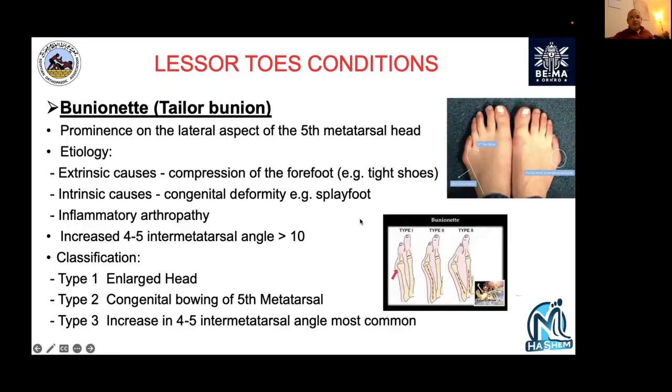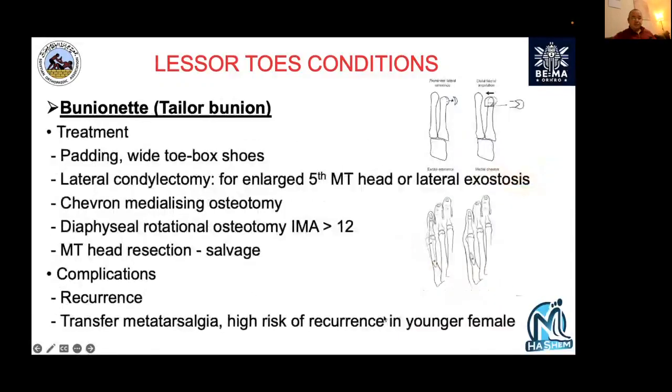As I explained to you, this can happen from external causes like compression of the forefoot by tight shoes, or in the old days for the tailors when they sat cross-legged. Or it can happen from intrinsic causes, like the patient already has a congenital deformity. It could happen from inflammatory arthropathy, yes. And when we judge this, you need to understand that the normal fourth-fifth intermetatarsal angle is about 10 degrees. So if the intermetatarsal angle is more than 10 degrees, the patient will have a bunionette of type 3. And this is the most common one.